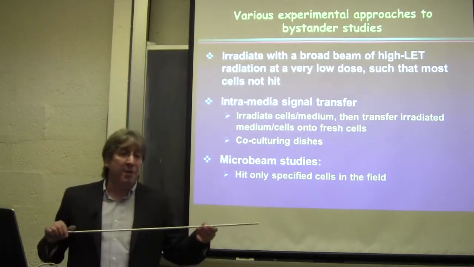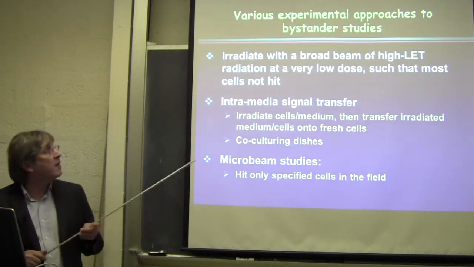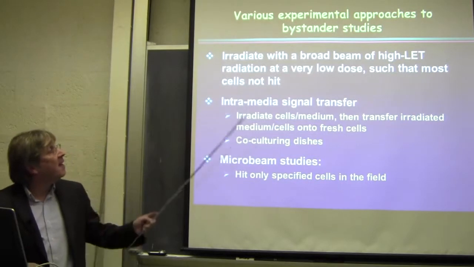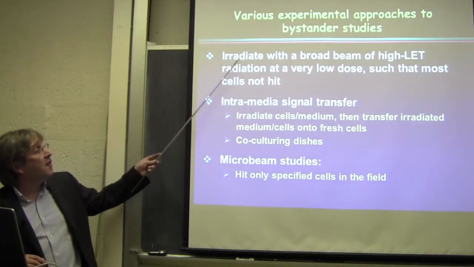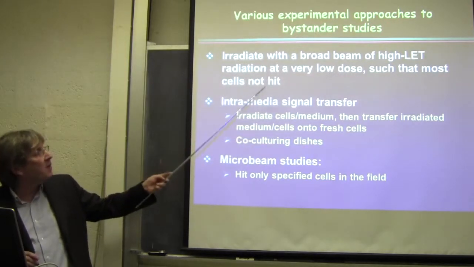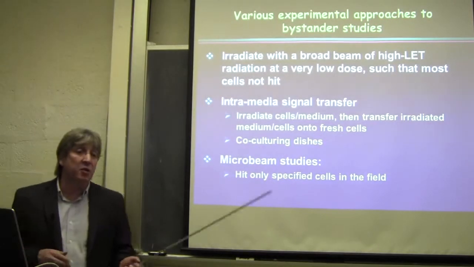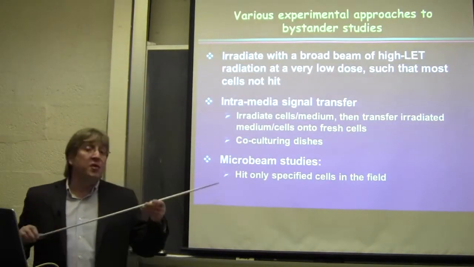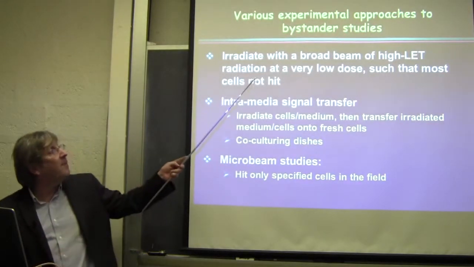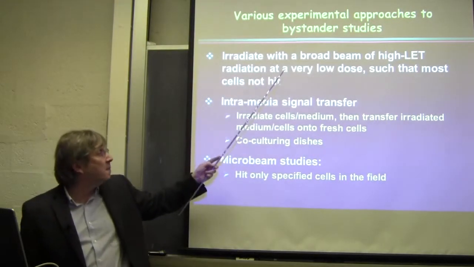And various people, since the bystander effect was first talked about, have used a variety of different techniques to look at bystander studies. The first one, the Jack Little approach, was to irradiate with a broad beam of alpha particles, but at a very low dose, so that most of the cells actually aren't hit at all. But of course, you don't know then which cells are hit and which cells are not hit. So that's where the first studies were done, but it's a relatively crude approach.